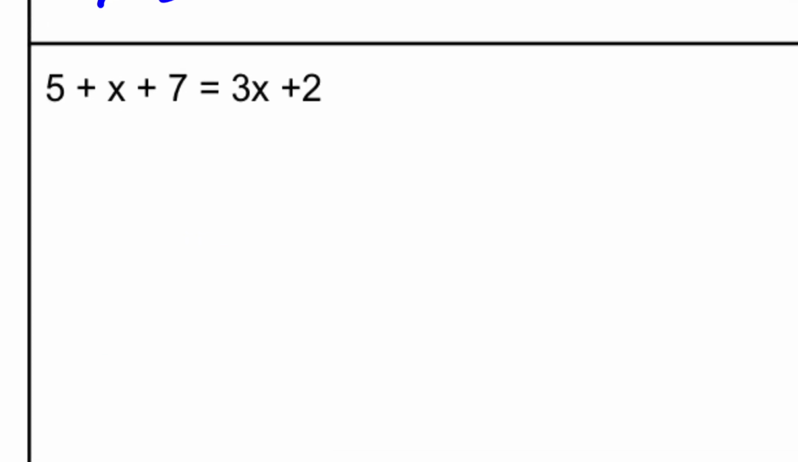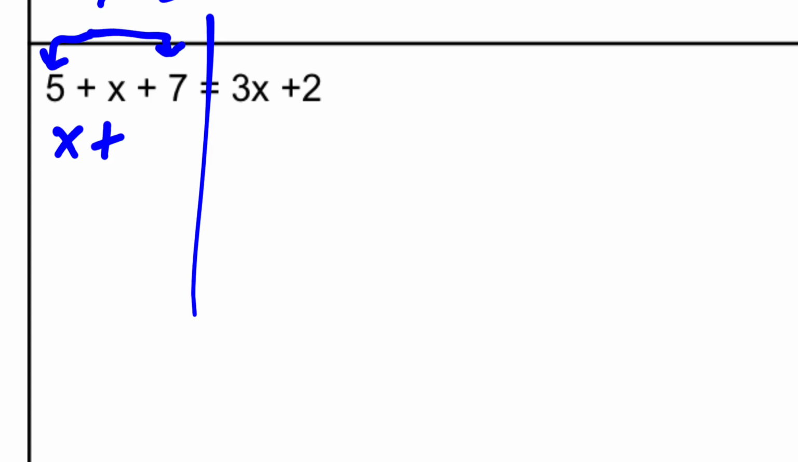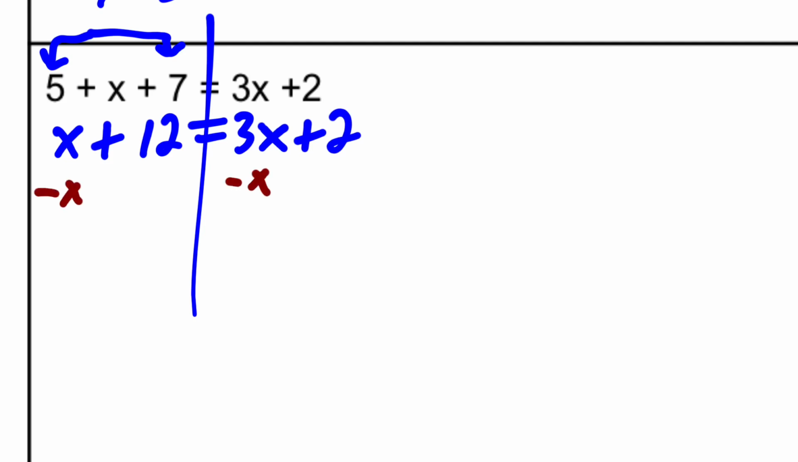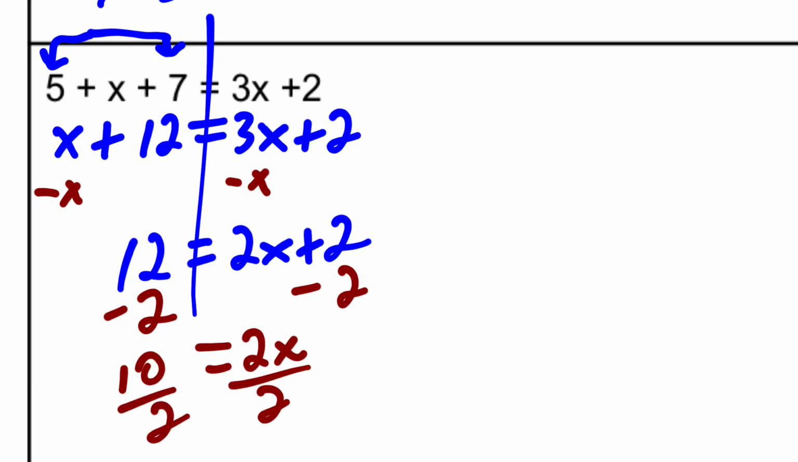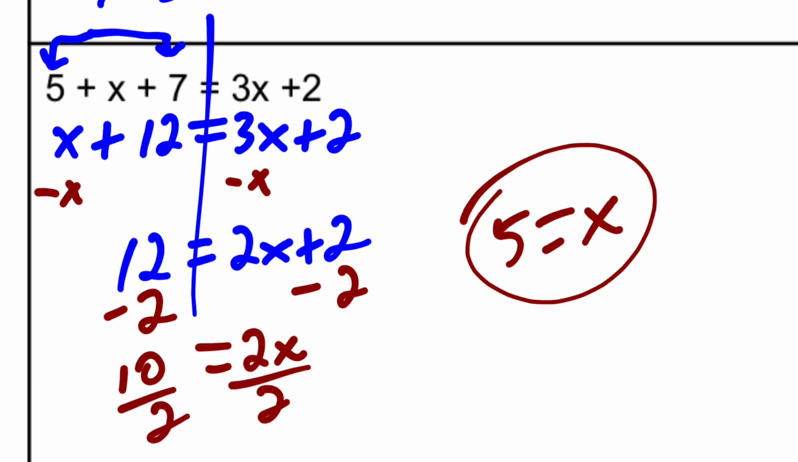So this one has both. I have an x on the left and the right, but there's something to combine as well. So I'll do my combining first. 5 and 7 can be combined, and this gives me this. And now I'm going to go ahead and cancel out one of the x's by subtracting it from both sides. What am I left with? 12 is equal to 2x plus 2, and now I'm at a two-step equation just like before. I undo this in the reverse order of operations. I divide here for the last step. 5 is equal to x.